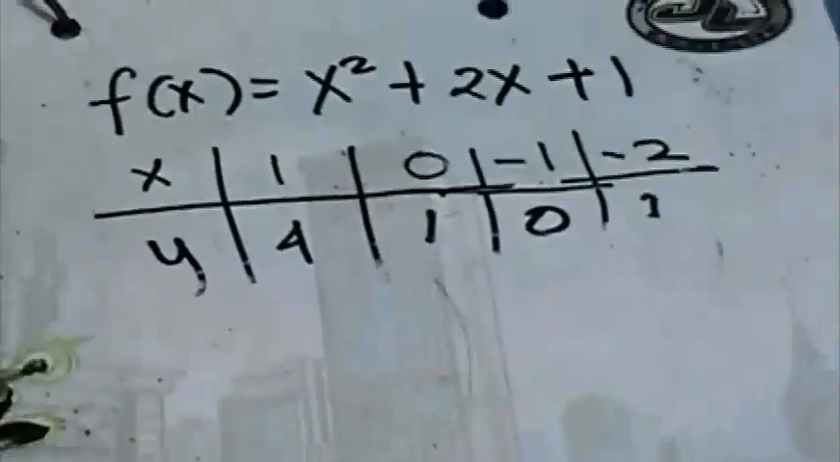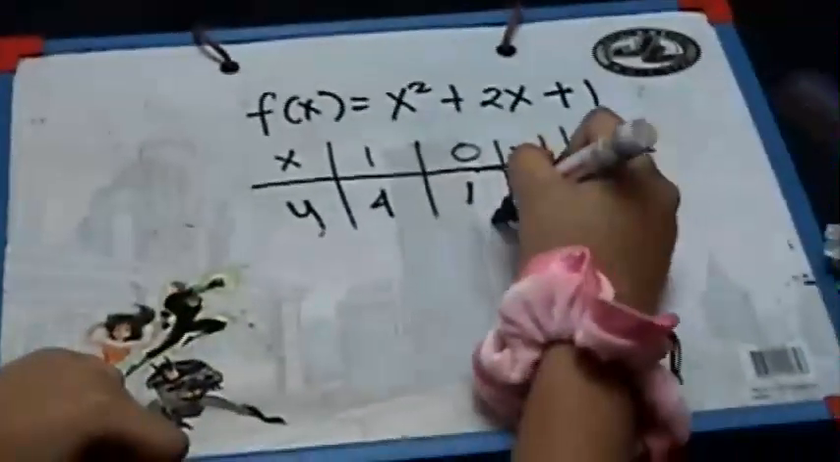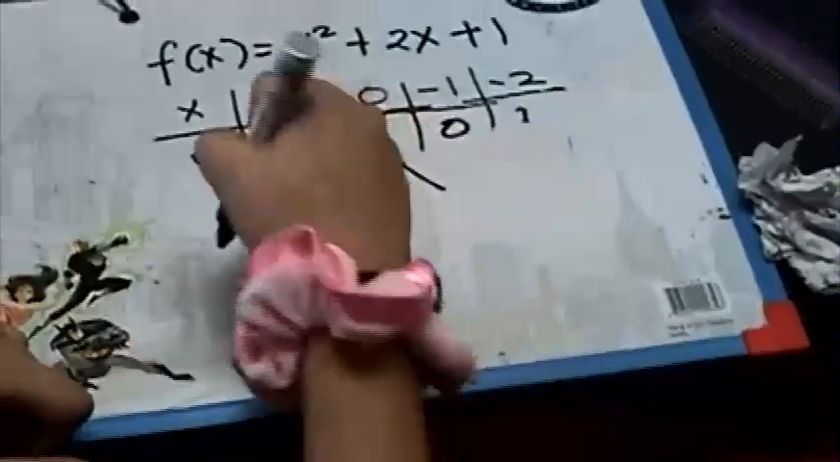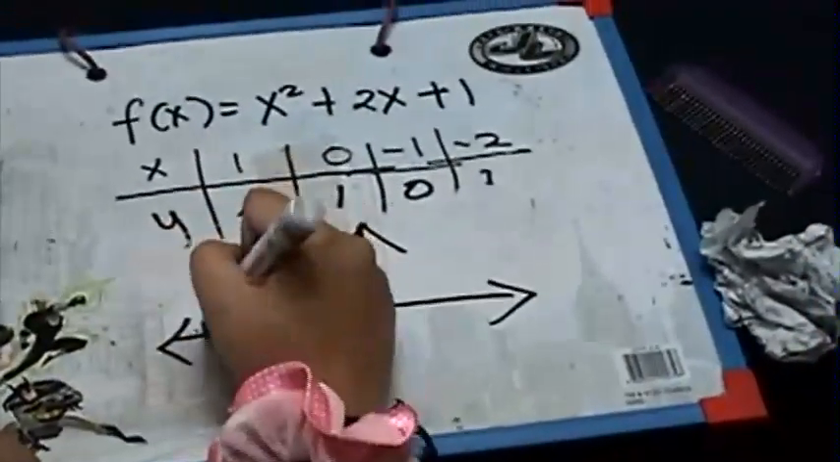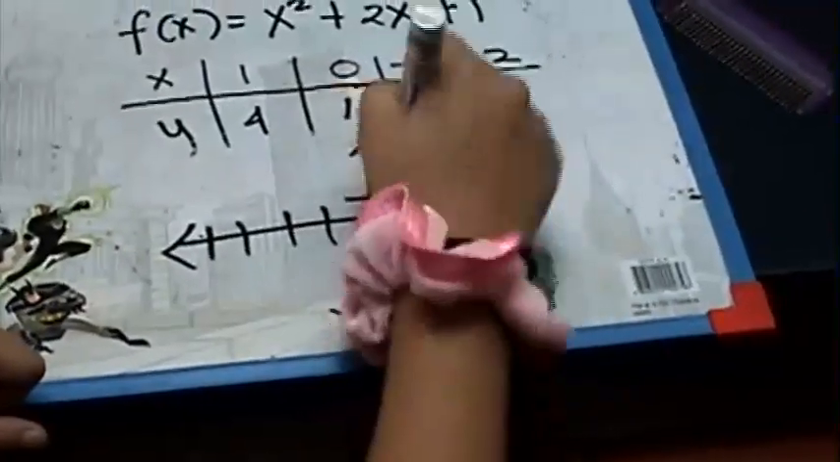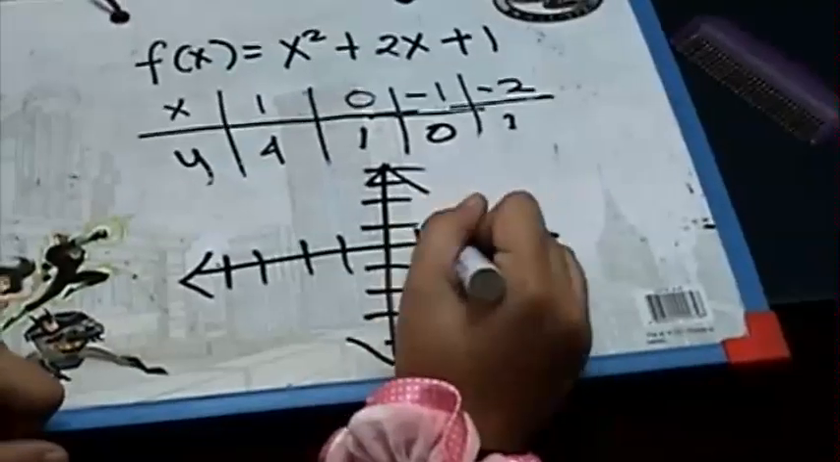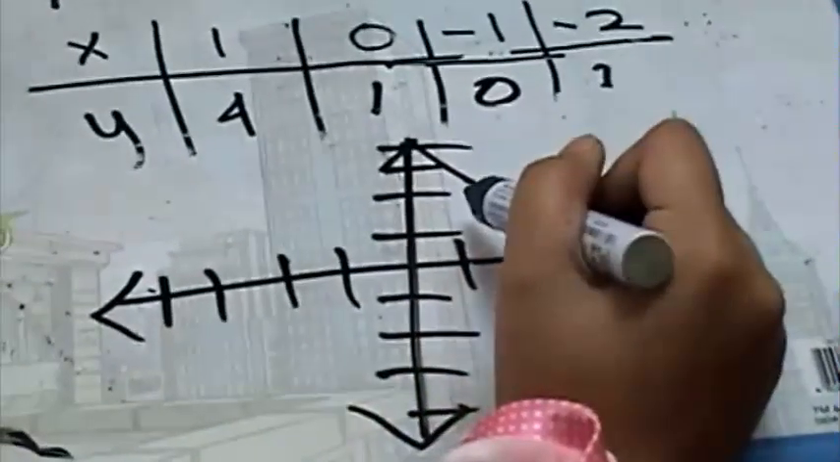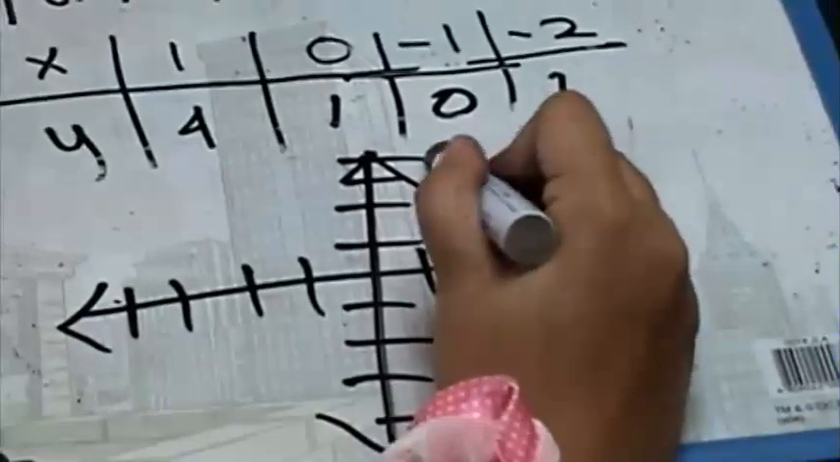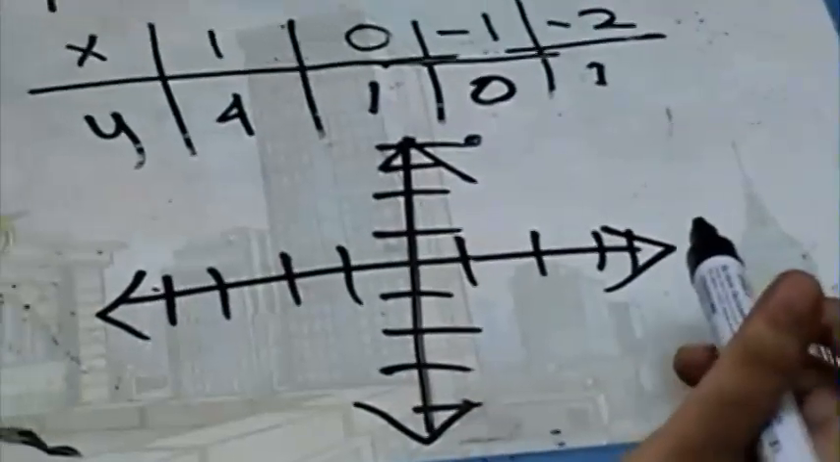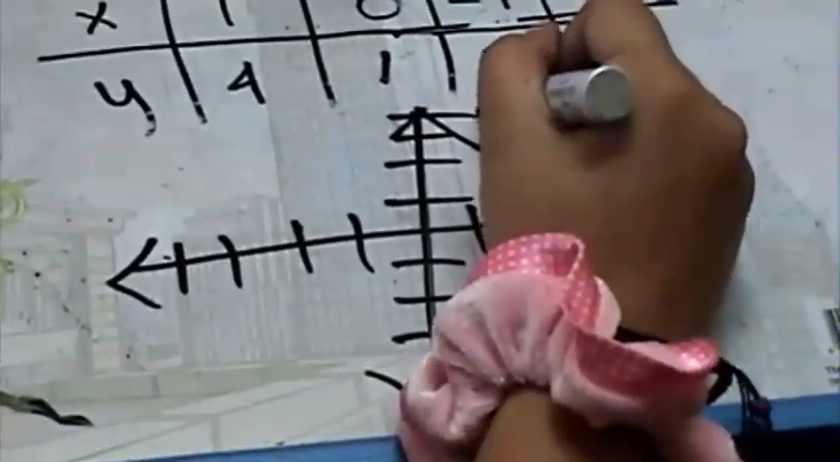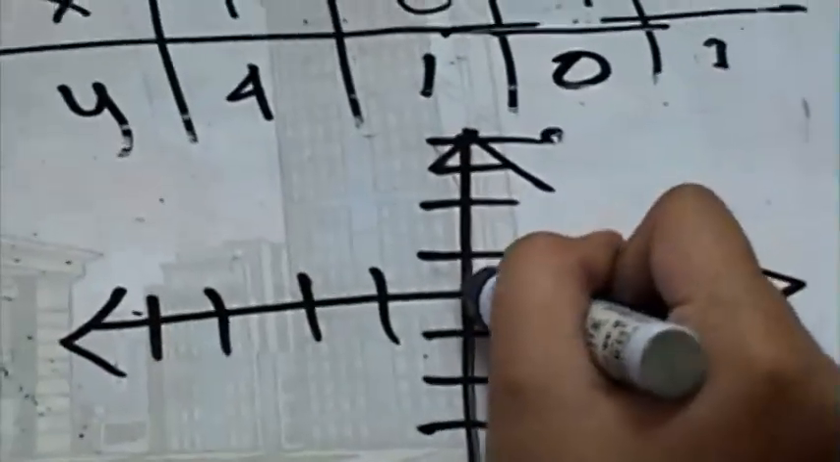So, if these are our values, we can now graph. So if x is 1, then y is 4. This is our first ordered pair. And if x is 0, our y is 1.